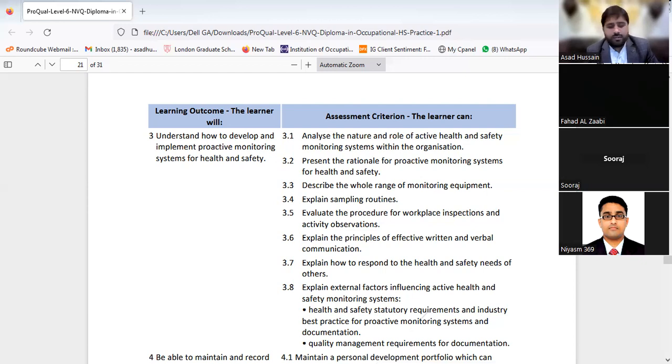With regard to this, considering statutory legislation with respect to the UK, mostly we have the MHSAW, the Management of Health and Safety at Work Regulations. We have COSHH, Control of Substances Hazardous to Health. We have LOLER, the Lifting Operations and Lifting Equipment Regulations. We have client requirements, insurance companies, quality management systems, and ISO standards, you can say 45001 and 9001. So these are the factors which can externally influence health and safety monitoring systems.